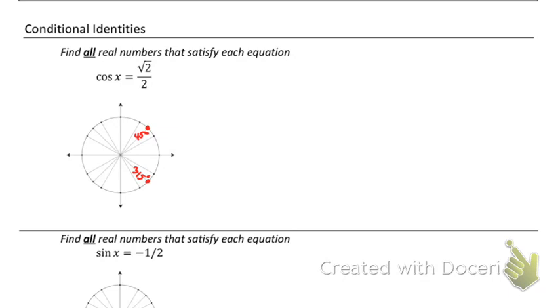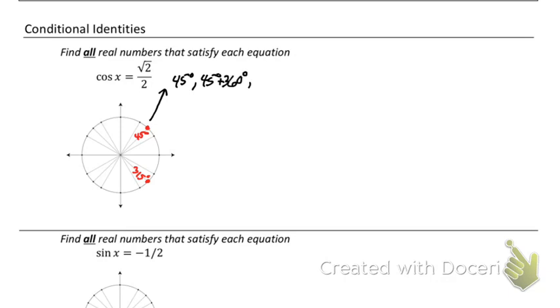However, did I say pick the values that are on the unit circle? No, I said all real solutions. So let's start with 45 degrees. If I add 360 degrees to 45 degrees, I would end up at the exact same place with the exact same solution. So for that angle right there, these are all the possible solutions that work. 45 degrees works. 45 degrees plus 360 degrees would work.